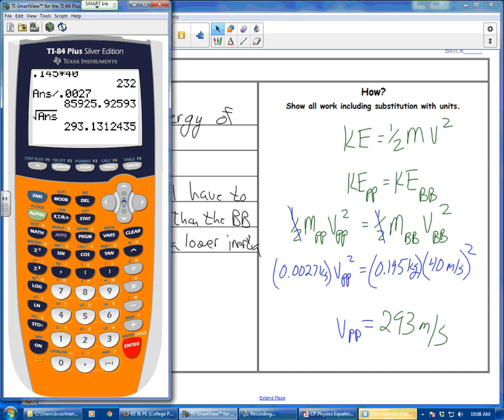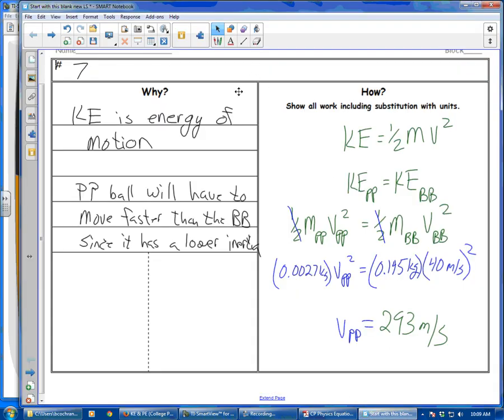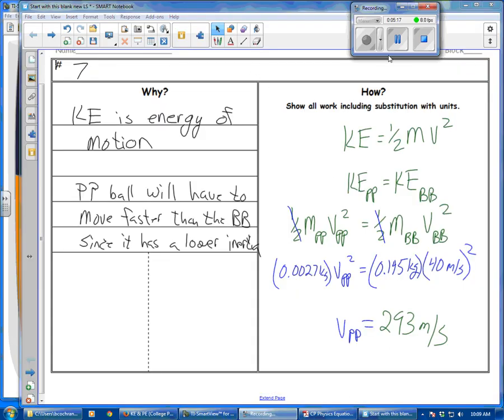I type it into the space. Oh, you got it? The velocity gets squared. Yep. Yay. Yep. Now, if you need help individually, I'll come around and check your work for you.